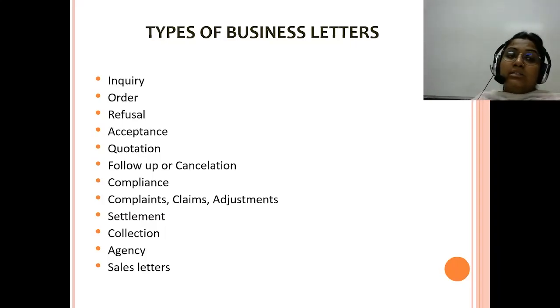So these are some of the business letters. I hope this topic has been clear to you. There are various other types of business letters as well, like the announcement letter, request letter, and so on.